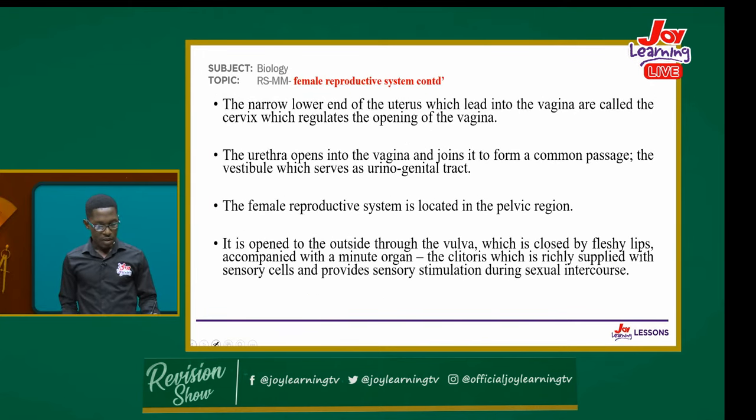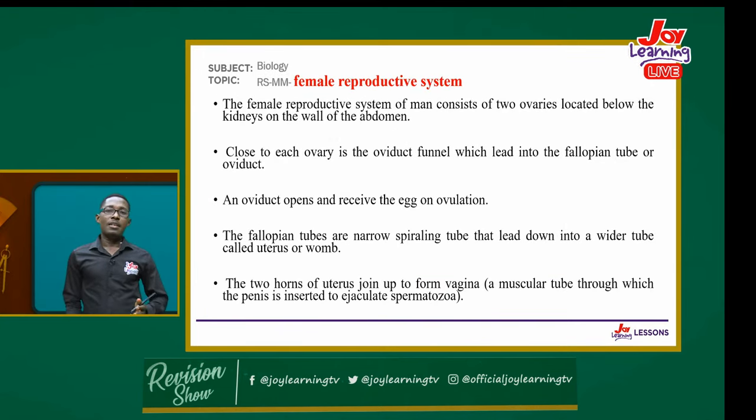Okay. Now, if you're asked to describe, from the ovary section to the fallopian tube, and then from the vagina to the other part, it's the same. So I start from the ovary part. We say that it consists of two ovaries located just below the kidney. It's dorsally placed at our back. And close to each of the ovaries, we see the funnels leading into the fallopian tube or the oviduct.